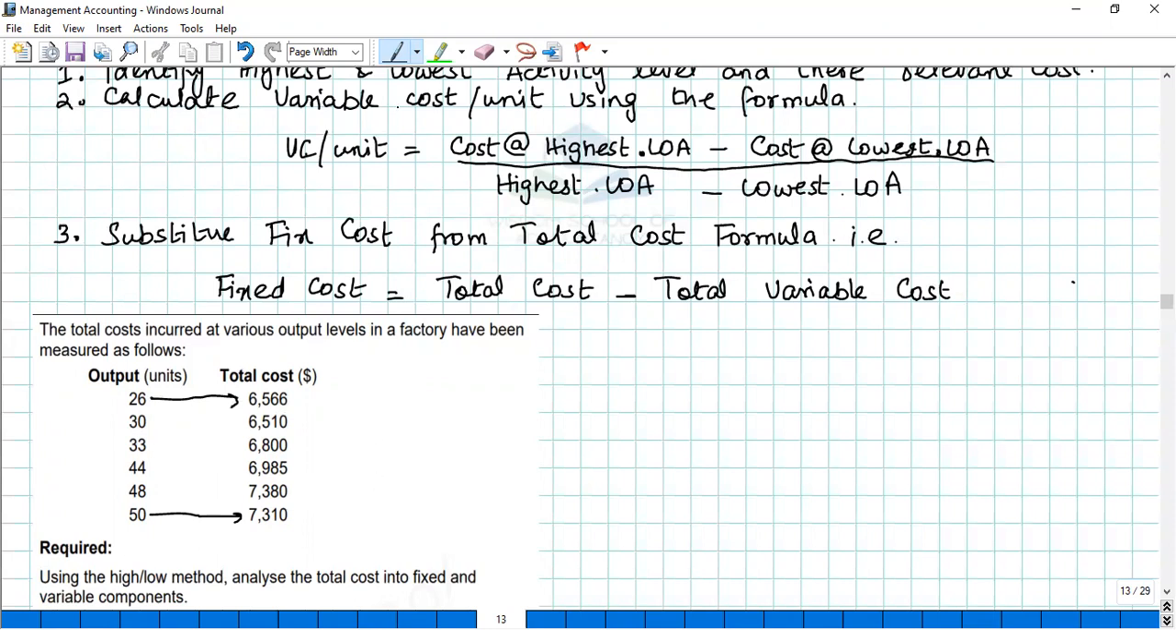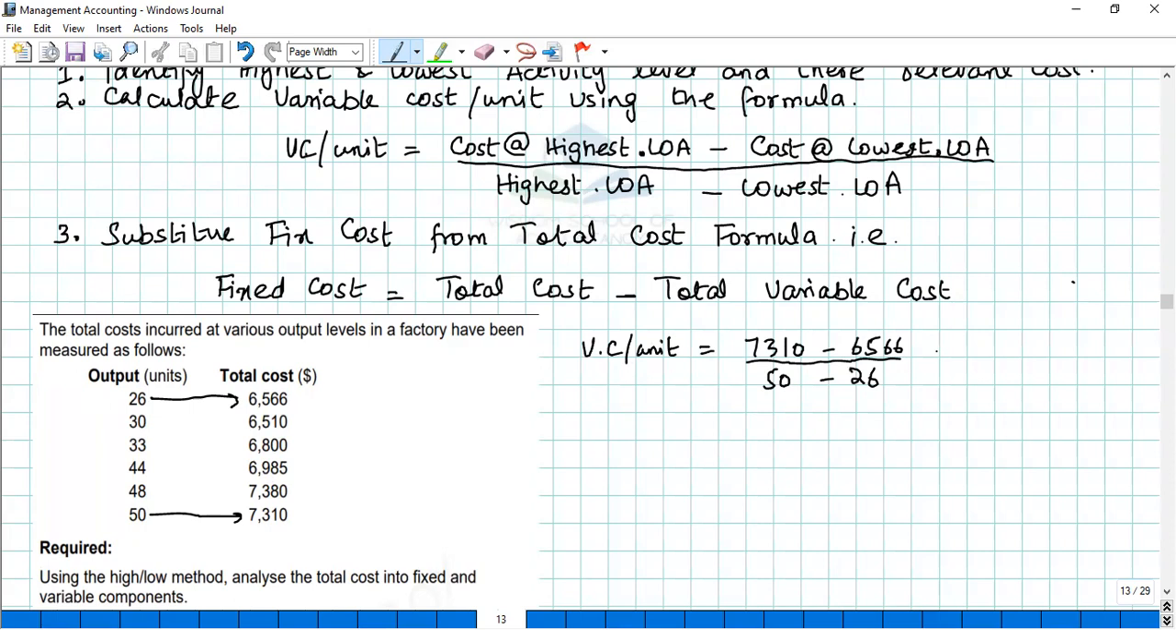Now, what's the second step? You have to calculate the variable cost per unit using this formula. What is the formula for variable cost per unit? Cost at highest level of activity minus cost at lowest level of activity, divided by highest level of activity minus lowest level of activity. So let's do that. Variable cost per unit is cost at highest level of activity, that is 7310, minus cost at lowest level of activity, that is 6566, divided by the highest activity level, that is 50, minus the lowest activity level, that is 26.